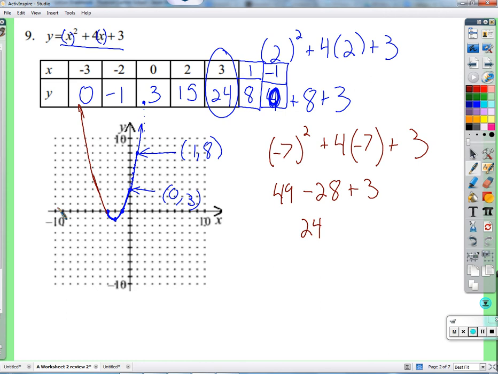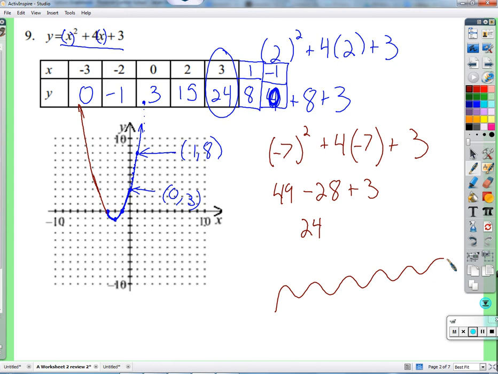Now, not all functions are that way. Not all graphs are that way. Some graphs are straight lines. Some graphs are these called parabolas. Some graphs are these wavy things forever in both directions. They just keep going up and down and up and down and up and down. It's called the sine wave, or any number of shapes, depending on which function we're talking about.